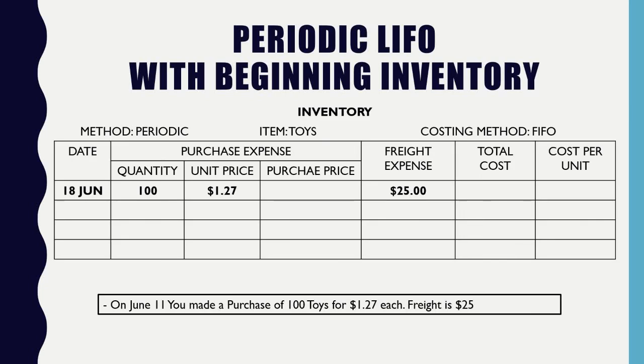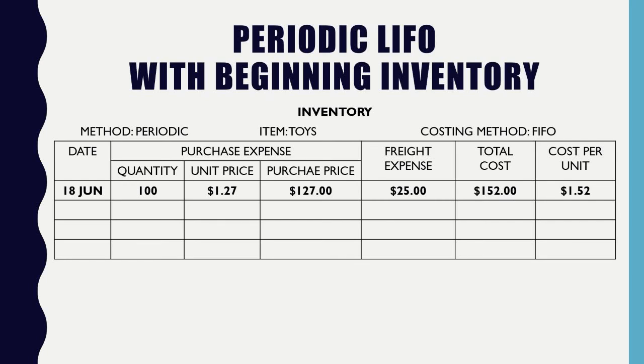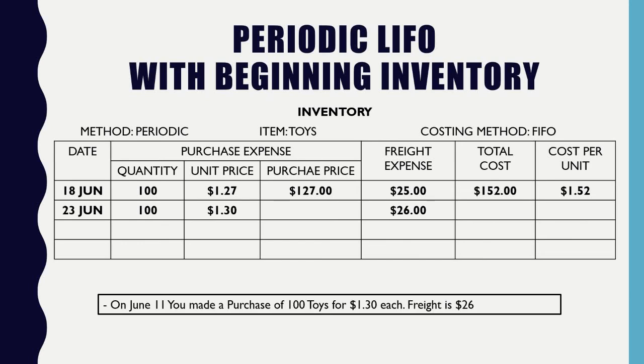Okay, so once again, we're going to plug in our numbers. We get 127 plus 25 gives you 152, which results in $1.52. Then we also have to plug in our second batch of inventory, which we purchased 100 at $1.30, which gives you 130, plus 26, which gives you $1.56. Okay, so that breaks out to $1.56.